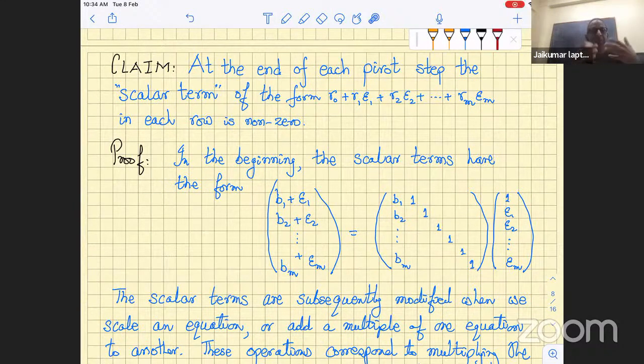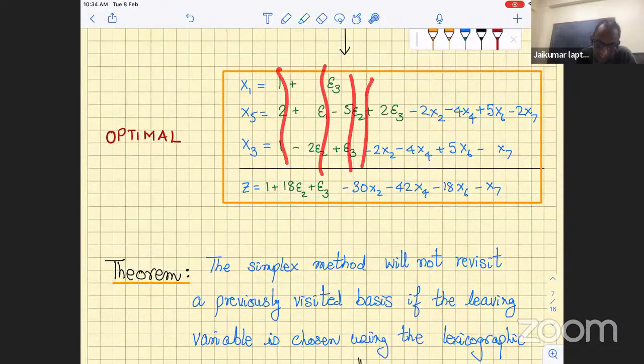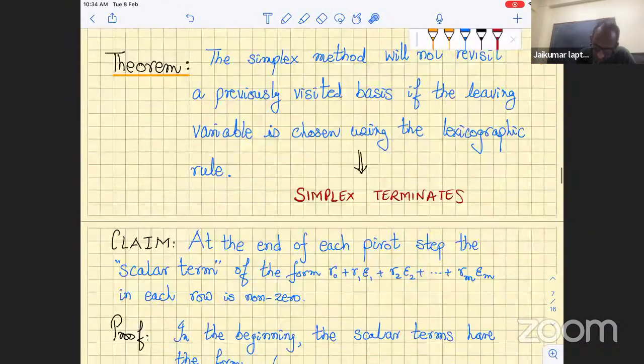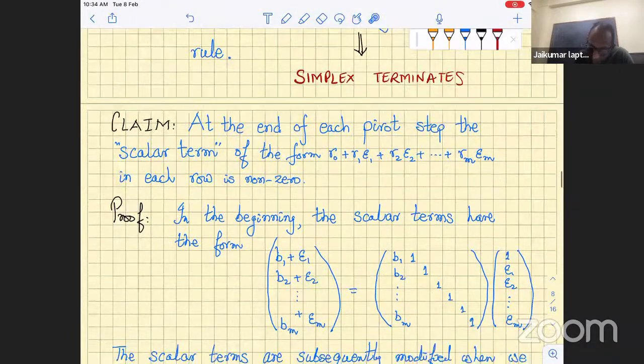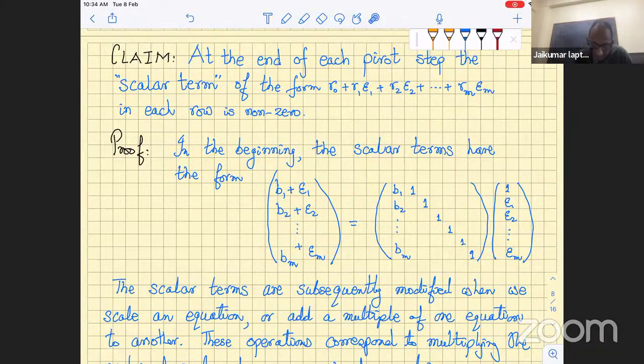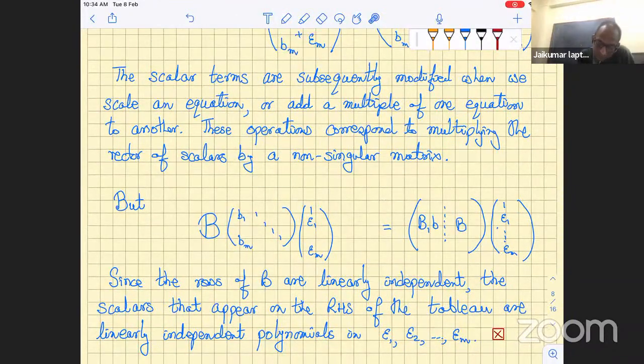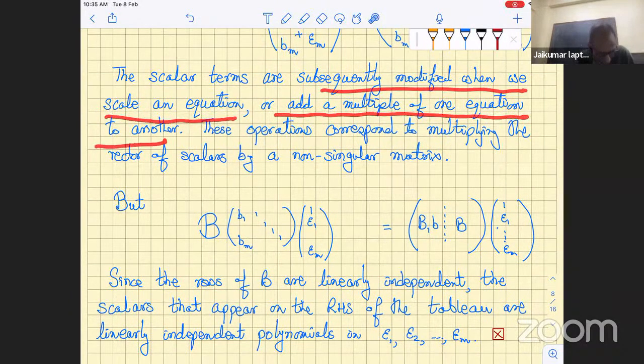So at each step, you are performing an elementary step to the whole system of equations. But let us focus on the first m+1 columns where the scalars reside. And there, it looks like this. You started off like this, and each time you are multiplying this matrix by some elementary matrix E. And as a result, you get a new set of scalars. Yeah? So you understand? The scalar terms are subsequently modified when we scale an equation or add a multiple of one equation to another. Okay.